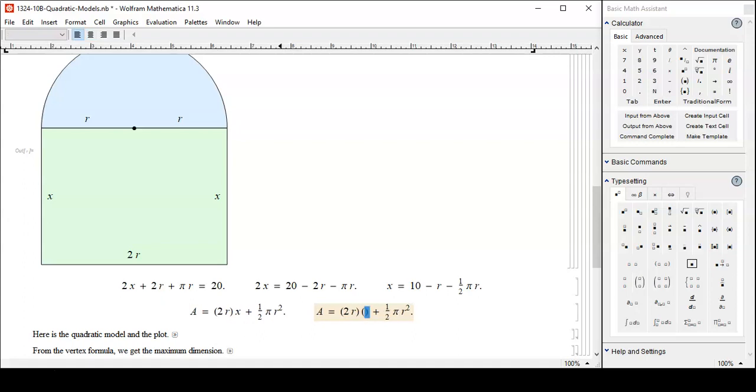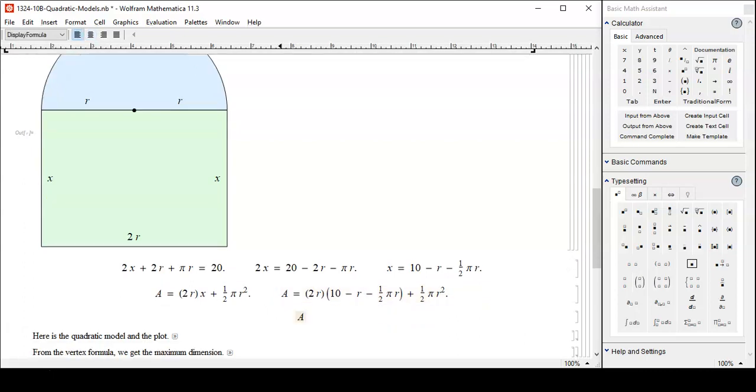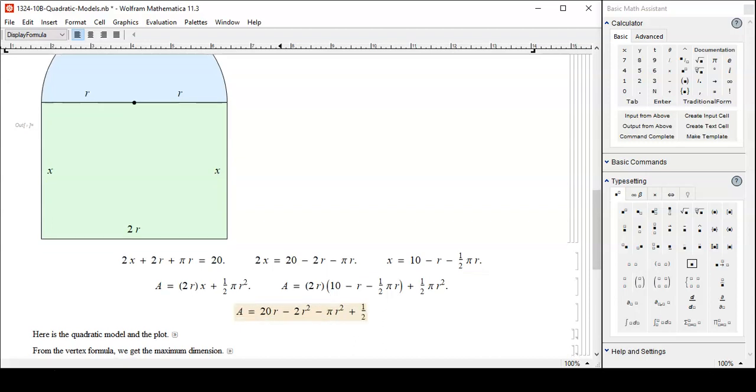And this one here, x, is like that. And then if you simplify, you're going to get a quadratic expression. We'll see. 2r times 10, so that's 20r. Are you with me here? 2r times r, so 2r squared. All right? 2r times pi r, so pi r squared, and then 1/2 pi r squared was there before.